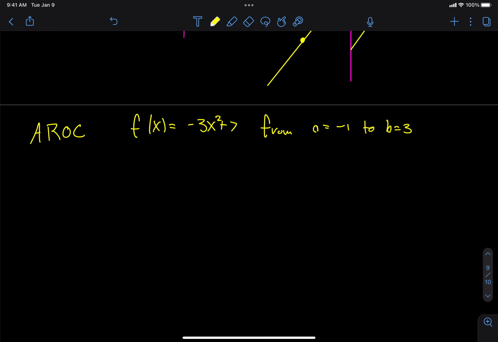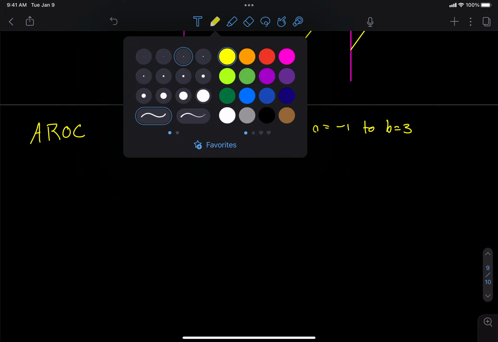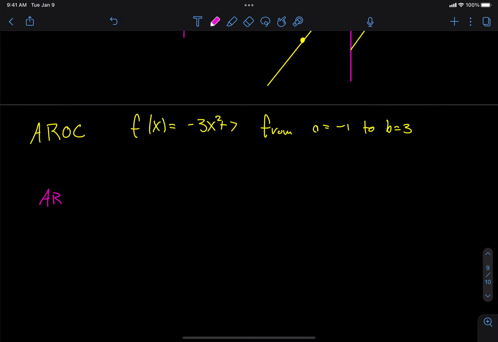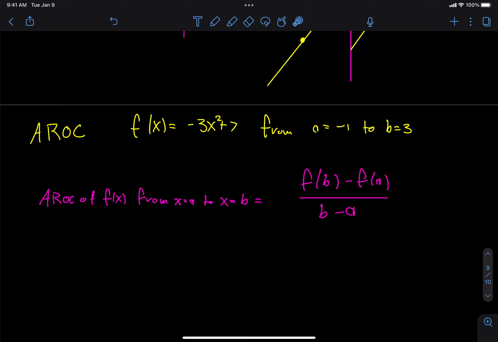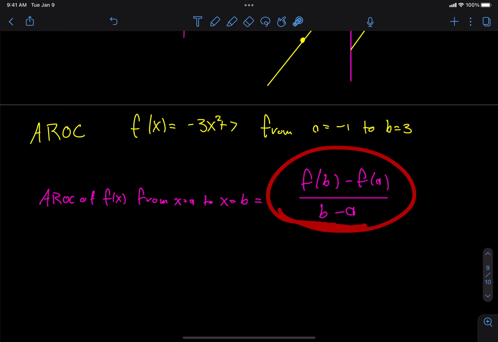Is there anyone that remembers what the formula is for the average rate of change of f of x from x equals a to x equals b? F of b minus f of a over b minus a. Good. F of b minus f of a over b minus a. And does this kind of form of a mathematical statement bring anything to mind?